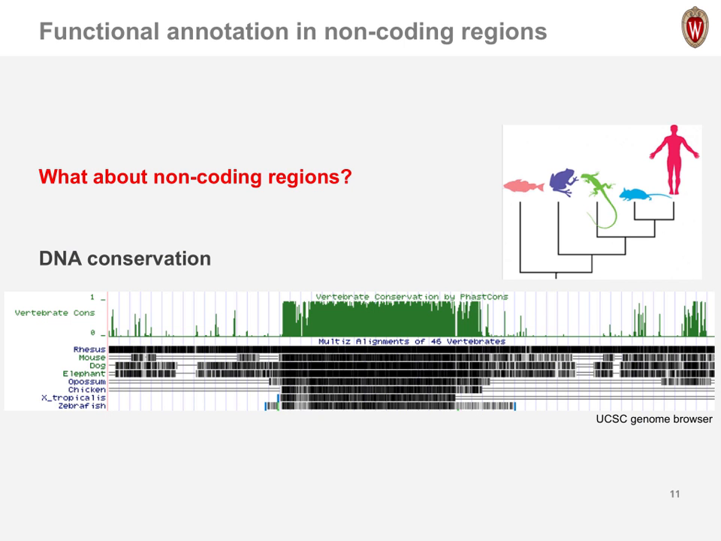Okay? But more importantly, we want to study the non-coding region. So what about the non-coding region? What kind of data can we use to help us figure out which regions or which variants are more likely to be functional? So one type of data is DNA conservation.